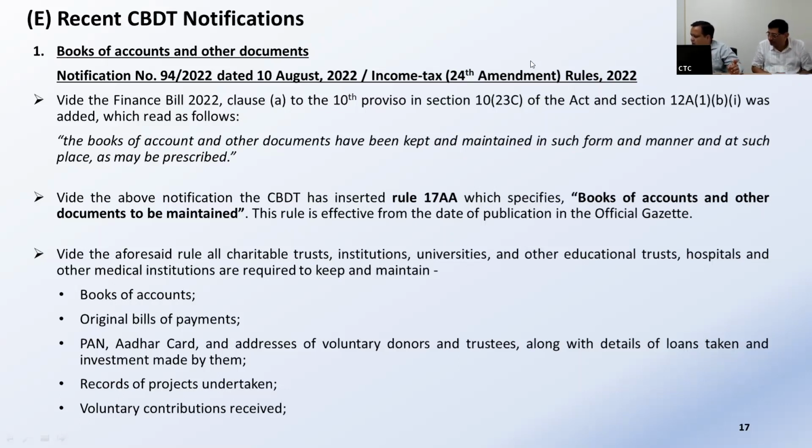Under the aforesaid rule, all charitable trusts, institutions, universities and other educational trusts, hospitals and other medical institutions are required to keep and maintain all types of books of accounts, original bills of payments, PAN, Aadhaar card and addresses of voluntary donors and trustees, along with details of loans taken and investments made by them, records of projects undertaken, voluntary contributions received, and many other pieces of information: income from assets and investments, purchases made by the trust, donations received from overseas, application of income outside India containing details of the amount of application, name and address of the person to whom any credit or payment is made, and the object for which such application is made, and record of properties, movable or immovable.